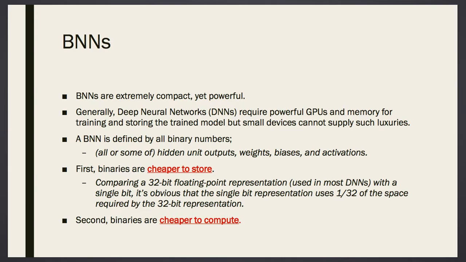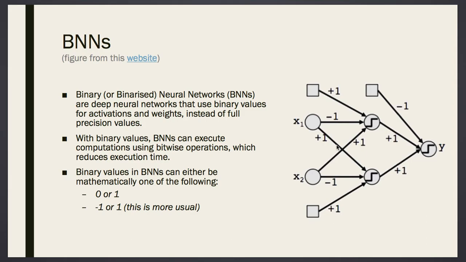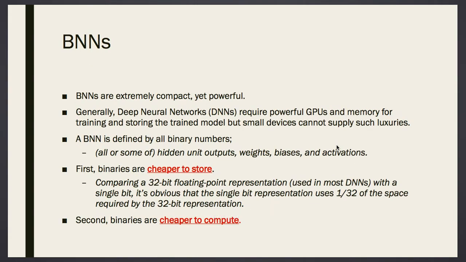Let's get more into the why of BNNs, why we are using BNNs. BNNs are extremely compact and yet powerful, guys. Yes, they are compact because you're representing everything in logical zeros and ones, mathematically minus ones and plus ones. So they must be compact. You don't have any precision here. It is the lowest precision you can get. Still, they are very powerful. The results of BNN studies show that they have accuracy levels almost the same as full precision, single precision networks.